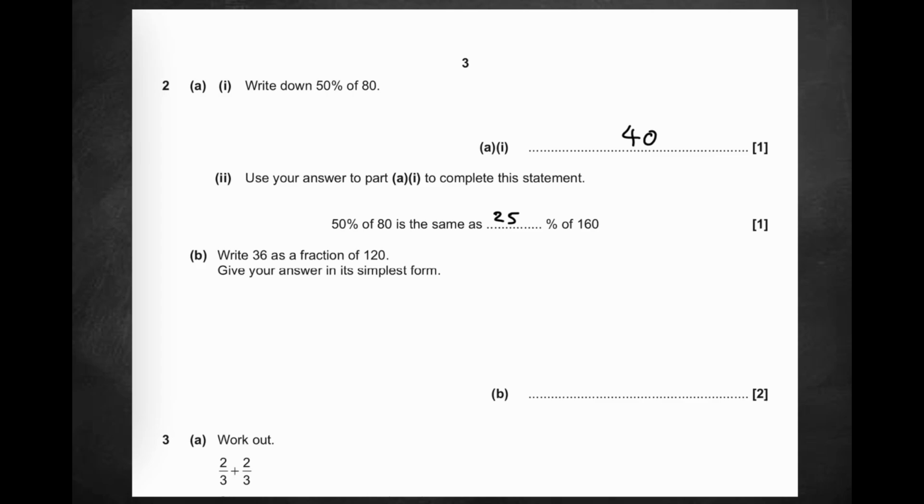Part B. Write 36 as a fraction of 120. Give your answer in its simplest form. So 36 out of 120, what we're going to do is divide top and bottom by 3 to get 12 over 40. We can divide top and bottom now by 2 to get 6 out of 20. Then we can do it again, because they're still both even, to get 3 out of 10.